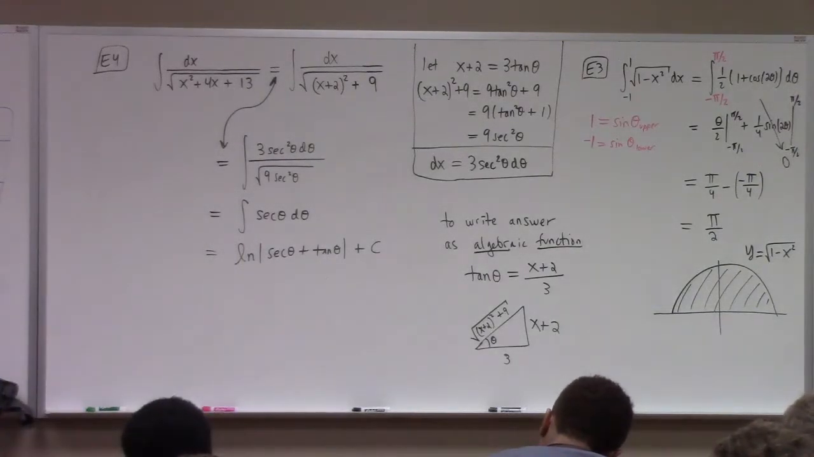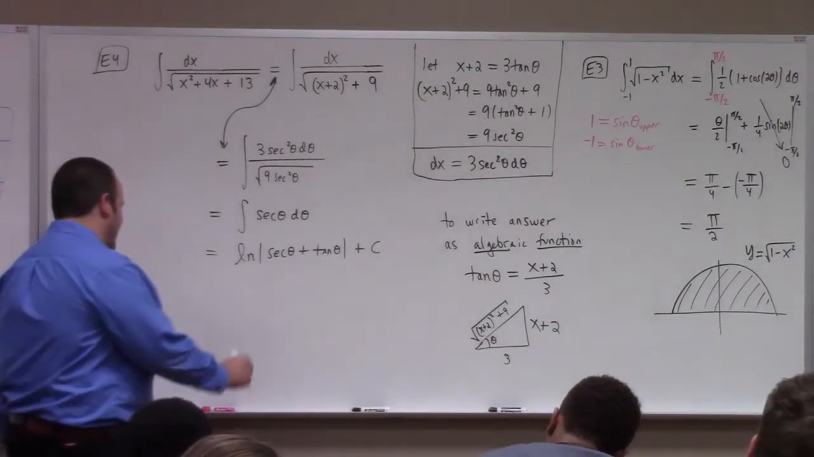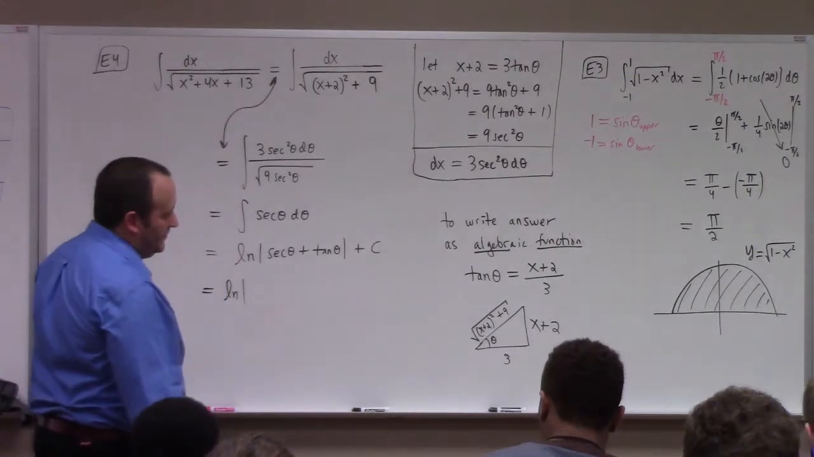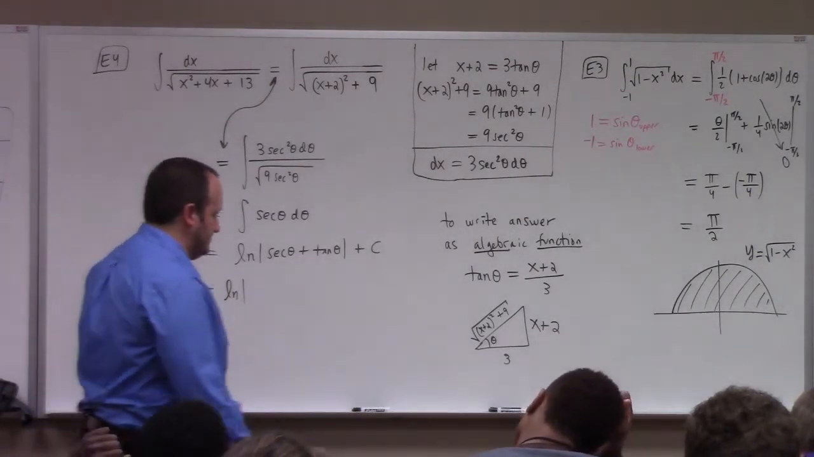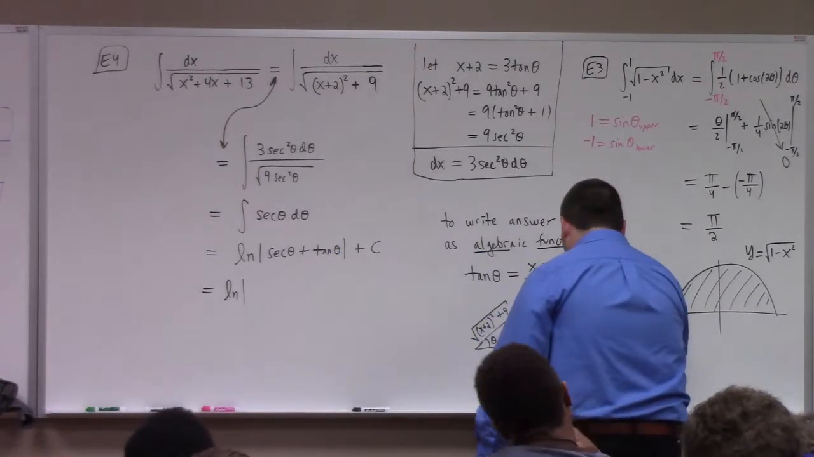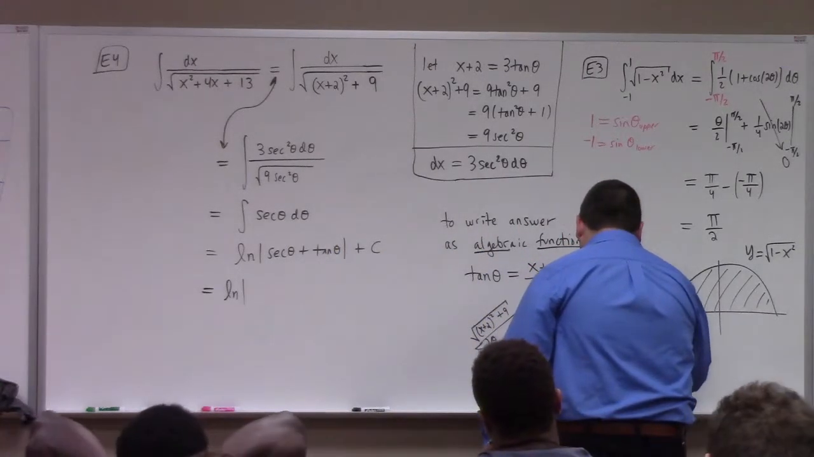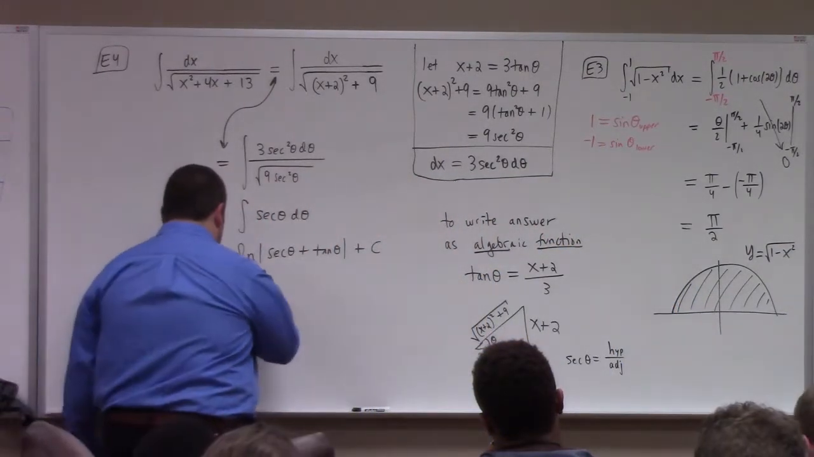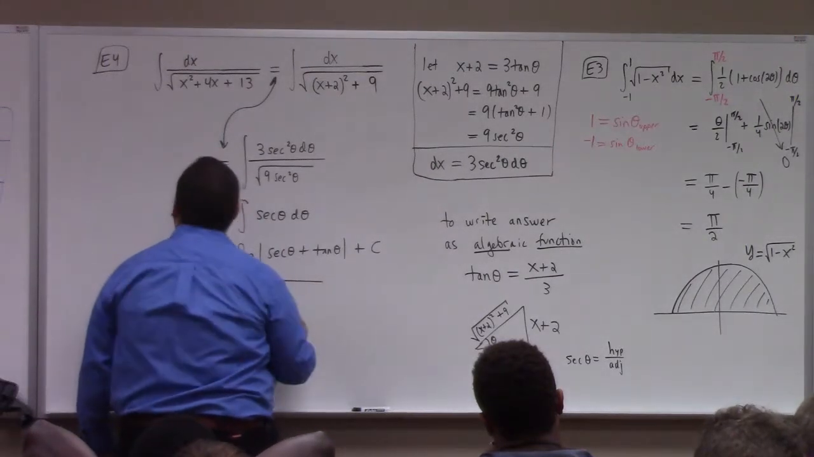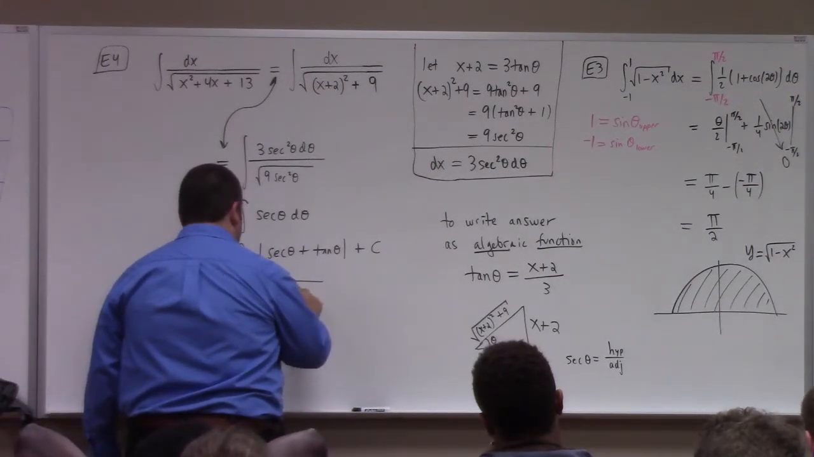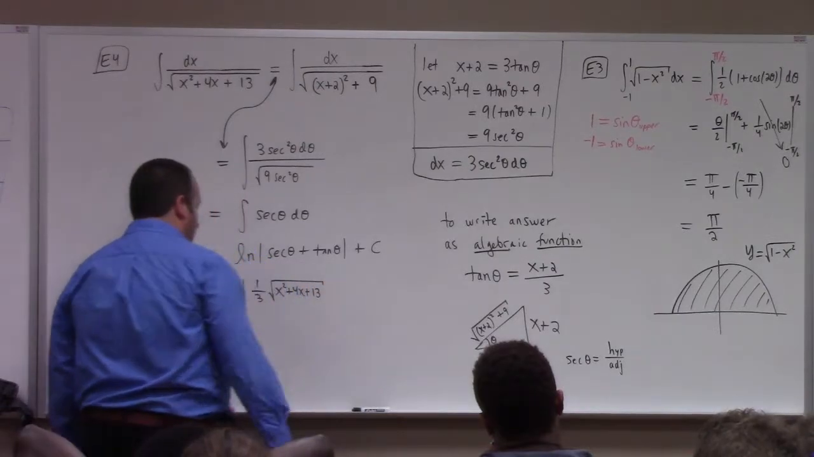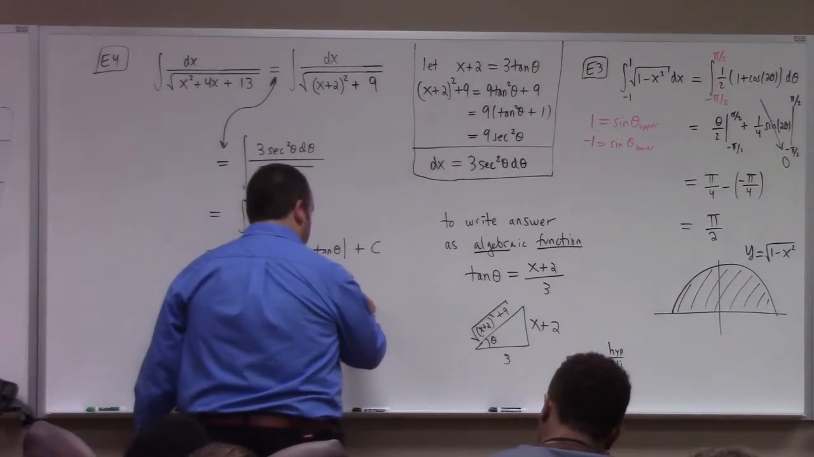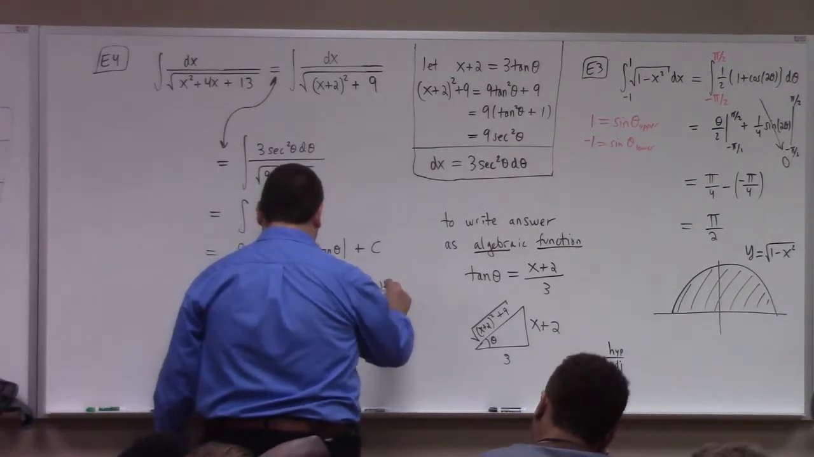Is it always going to do that? Yes. Or is that just a coincidence? It is not a coincidence. So, the log of the absolute value of secant theta. What's secant theta? That should be hypotenuse over adjacent, right? Which in this case is 1/3 the square root of x squared plus 4x plus 13. And then what's my tangent theta? Oh yeah, 1/3 times x plus 2, plus a constant.